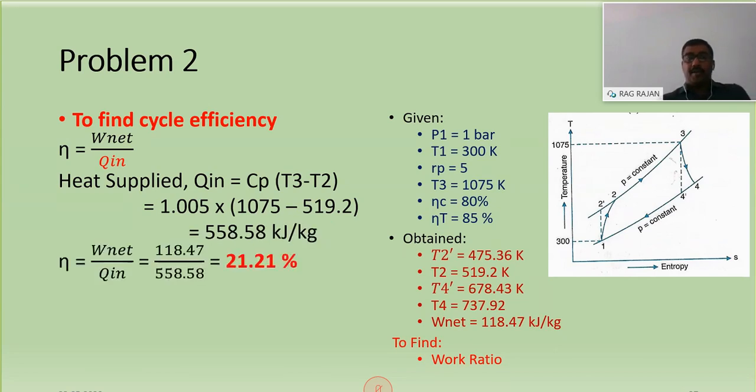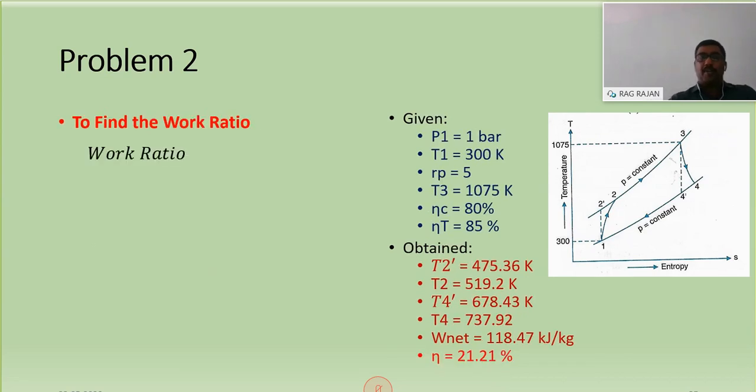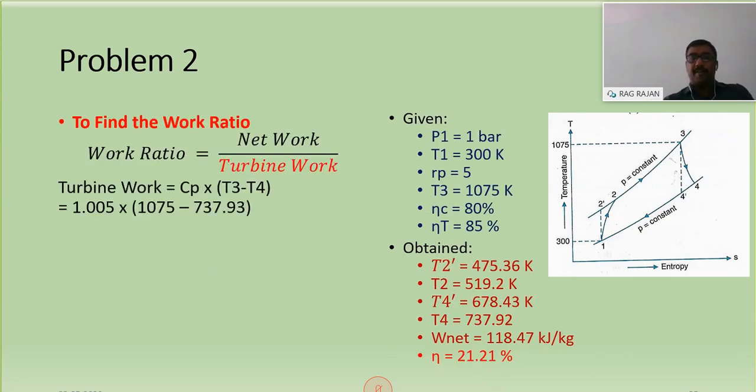558.58. So now you can get the efficiency, as W net you have already found out. So 118.47 divided by 558.58. So it is 21.21%.